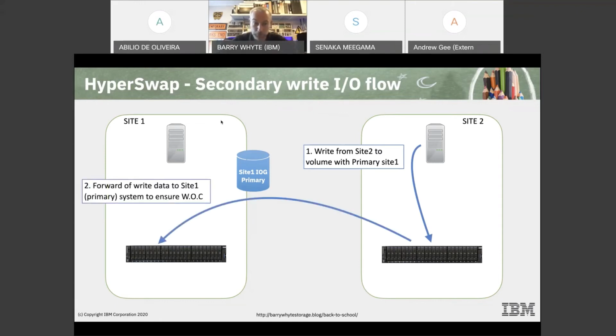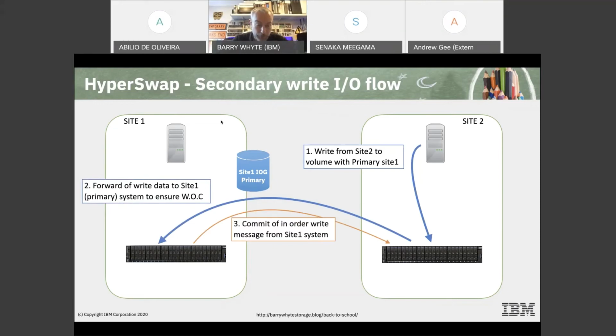So the first thing it will do is it will forward that write. Now we've always got to make a copy of the data on both sides anyway, because we've got to cache it there and write it in both places. So this operation would always happen anyway. But it is actually a forward of the data as opposed to a mirror of the data.